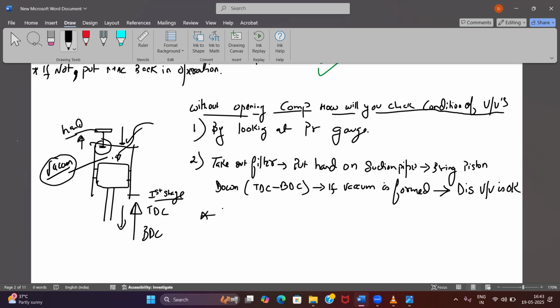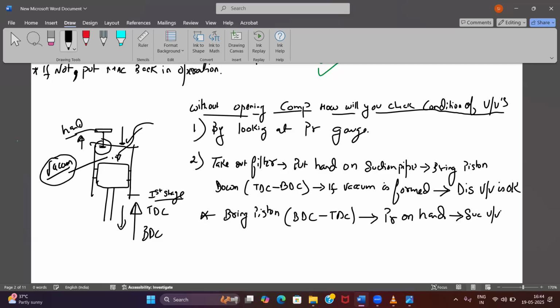Second, now I will do the same thing. Filter out, put hand on suction pipe. Now I have to bring the piston from BDC to TDC. So BDC to TDC, do you agree that my suction valve will be shut? When the pressure starts to rise, the suction valve will shut, right? Yes, sir. But if I feel pressure on hand, that means the suction valve is leaking.